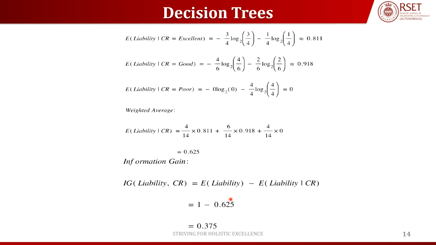As shown in the previous example, the initial entropy of the liability variable was 1. So that is 1 minus 0.625, and we get 0.375. The information gain of 0.375 tells us that splitting the data by credit rating reduces the uncertainty by this amount. In a decision tree algorithm, we would repeat this process for all other available features and then choose the feature with the highest information gain to make the final split.